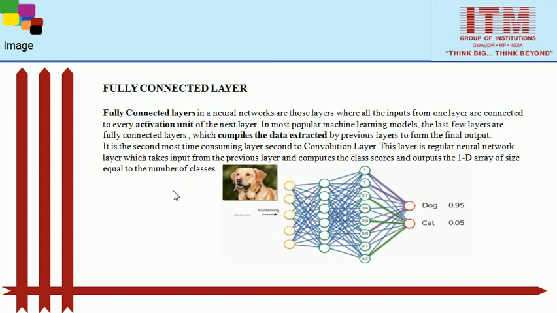Students, in a neural network, all inputs from one layer are connected to every activation unit of the next layer. In most popular machine learning models, the last few layers are fully connected layers, which compile the data extracted by previous layers to form the final output. It is the second most time consuming layer, second to the convolutional layer, and it is a regular neural network layer which takes input from the previous layer, computes the class scores and outputs a 1D array of size equal to the number of classes. Fine. So likewise this layer performs.